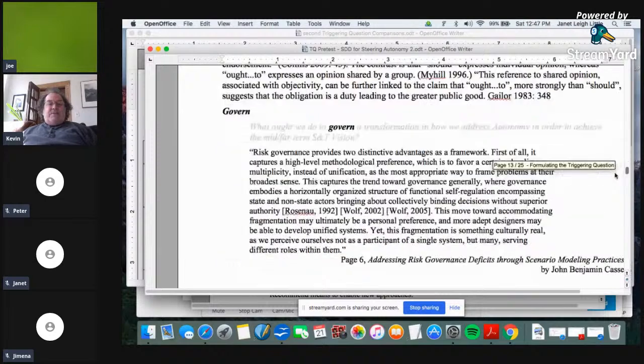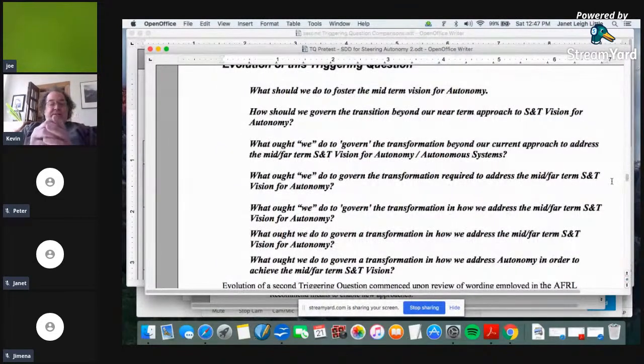What should we do to foster the midterm vision for autonomy? So that's a really simple statement. You see, we dropped the ought and used should, because we have to see how people respond to it. We don't just create these triggering questions. We come up with a triggering question and ask the broker, what does he think? And he says, I don't like the word ought. Can we use should? Ought's too fraught with morality.